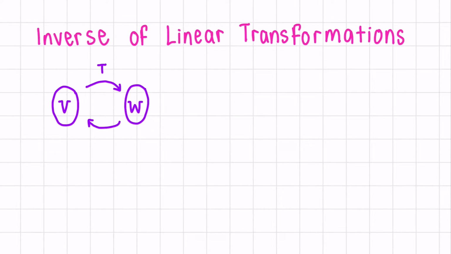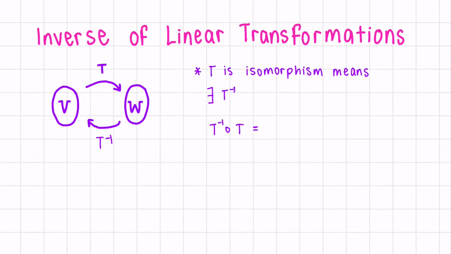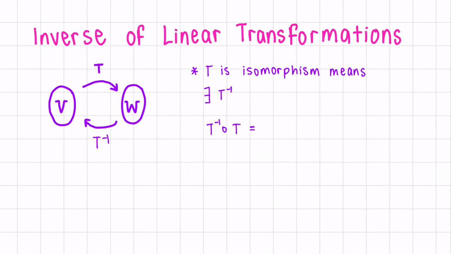The inverse of a linear transformation is a special transformation. If T is an isomorphism, this means there exists T inverse. If the transformation goes from vector space V to W, where these are finite dimensional vector spaces, the inverse would take a vector in W back to V. It would be essentially doing nothing. It's undoing the transformation. If we were to first apply the transformation, then apply the inverse, we would end up back in our vector space V. This is equivalent to doing nothing. It's the same as applying the identity transformation in V.